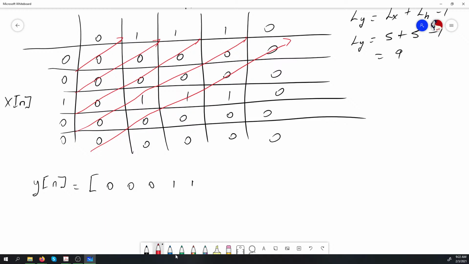Our sixth anti-diagonal is 0, 0, 1, 0. So we get a value of 1 when we add those. The 7th is just zeros. The 8th is just 0 as well. And our 9th is just 0 as well. And that's how we perform the convolution for this question 4. Any particular questions?